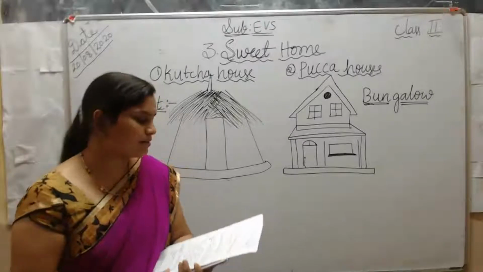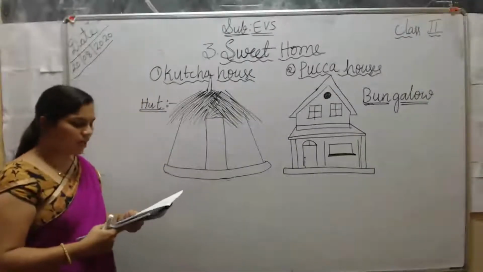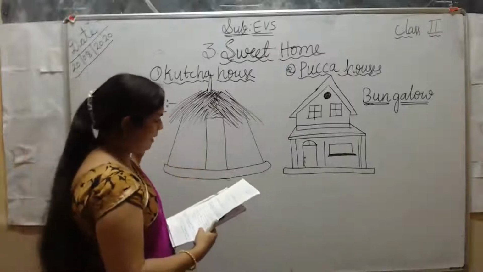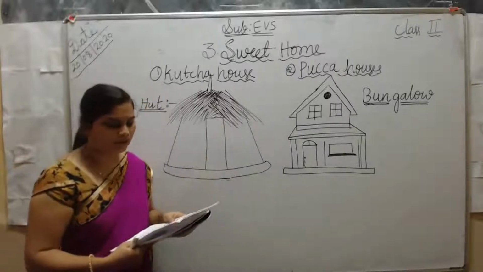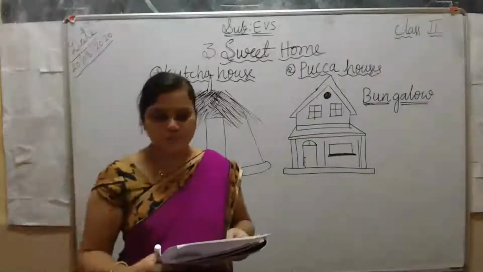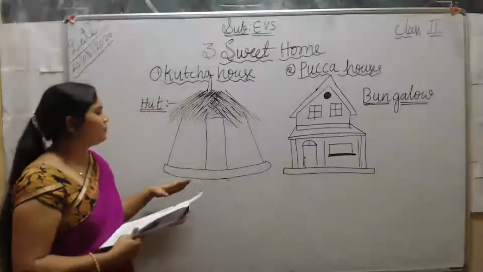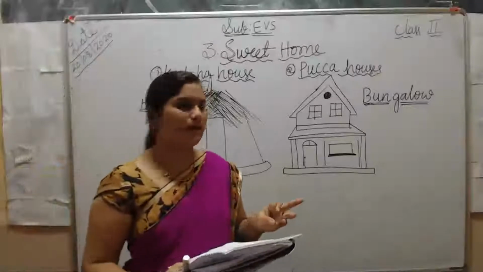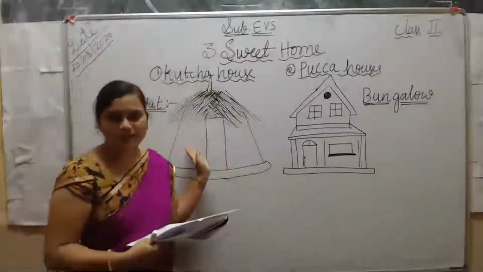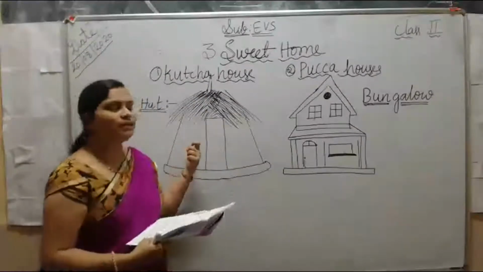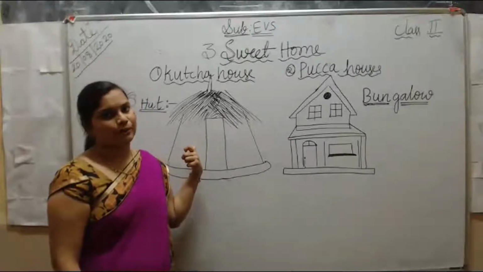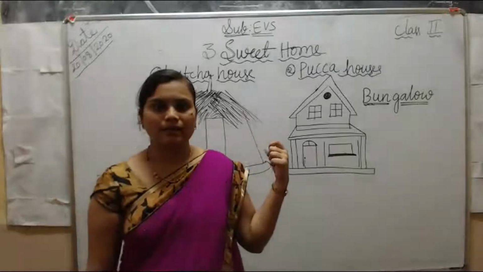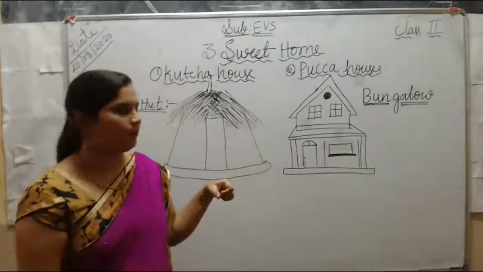Kacha houses are also called huts. These houses are mainly made up of mud, straw, bamboo, dried leaves, and branches of a tree. And it is not strong. It will not stand heavy rain and strong storms.